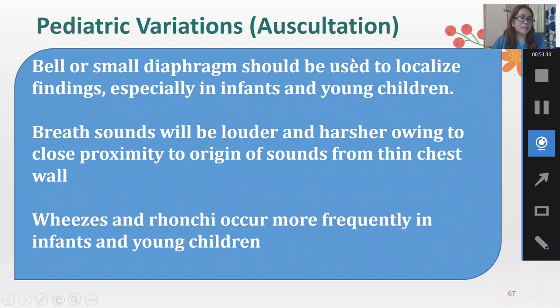For pediatric clients, variations in auscultation, the bell or small diaphragm should be used to localize findings, especially in infants and young children. So, ano yung bell of the stethoscope, di ba? Sorry, wala akong stethoscope dito sa bahay. Okay, wait. So, this is the bell of your stethoscope. Can you see it? Ito yung malaki. Okay, this is the diaphragm. And this is the bell of the stethoscope. Yung maliit. Lalo na kapag yung stethoscope is for adult. Okay, the breath sounds will be louder and harsher owing to close proximity to the origin of sounds from the thin chest wall. Wheezes and rhonchi occur more frequently in infants and young children.